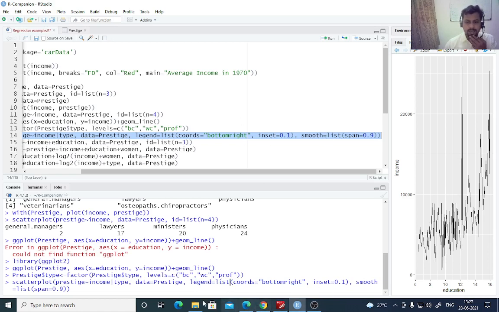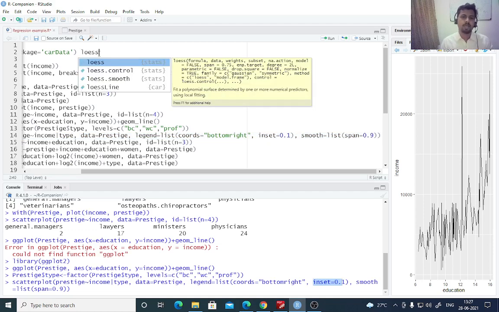Then the next command is your inset, and the last command is smooth. Smooth is there for the smoothers that scatterplot uses, and by default scatterplot uses lowess smooth. Let me write it over here. This is the smoothing parameter that scatterplot automatically uses, and mostly this is a rough approximation of polynomial functions or polynomial smoothing parameters.